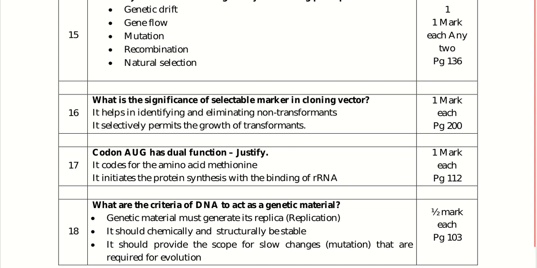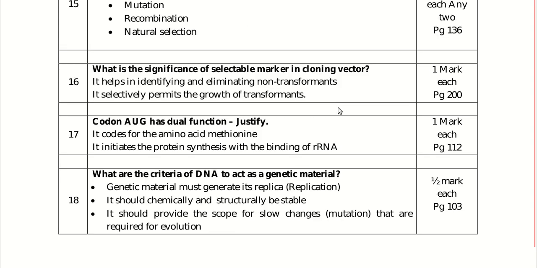What are the criteria for DNA to act as a genetic material? Genetic material must generate its replica by replication. It should be chemically and structurally stable.